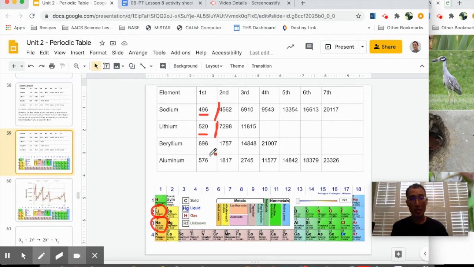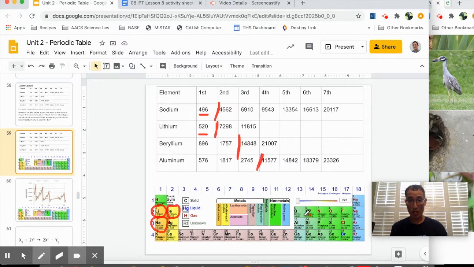Look at some other elements. Beryllium's got 1, 2, and then this big jump. Beryllium is here, and it's got 1, 2. So you pull those two electrons away, and then all of a sudden, there's this massive jump between the second and the third. And aluminum is here. There's this big jump right here.